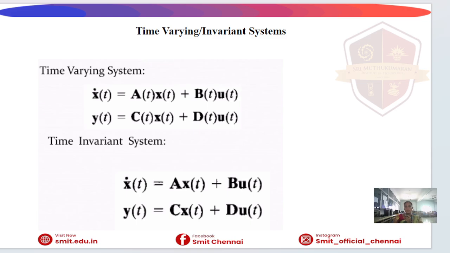Time varying and time invariant systems. Systems can be time varying or time invariant depending on whether system parameters change with time. The state space equations can represent both types effectively.